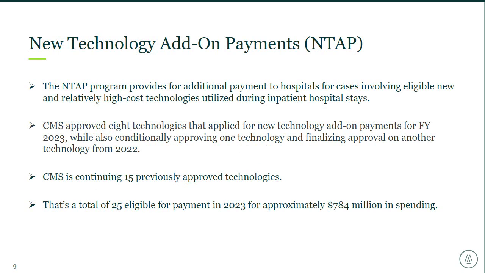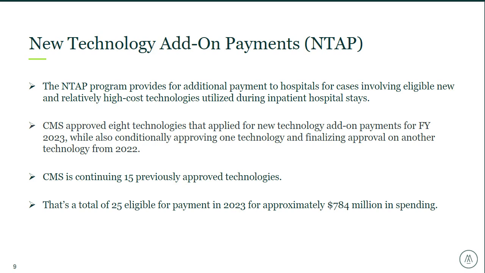In terms of new technology add-on payments, there's been a lot of activity in the last couple of years, and there was an extensive discussion in the proposed rule related to this, just sort of as a level set. The program allows for payment adjustments for new technology or relatively high-cost technology, the cost of which has not yet been baked into the rest of the system. For 2023, CMS approved 8 technologies that sought application for add-on payment, conditionally approved 1, and then continued to approve another that they approved in 2022.